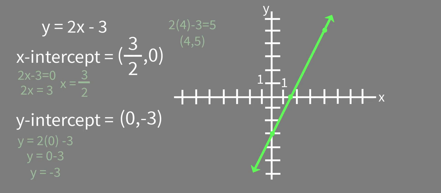And that's how you graph, given that you're supposed to find the x and y intercepts. And go ahead and plot one more point just to make sure you found the correct intercepts, and then just connect the dots.